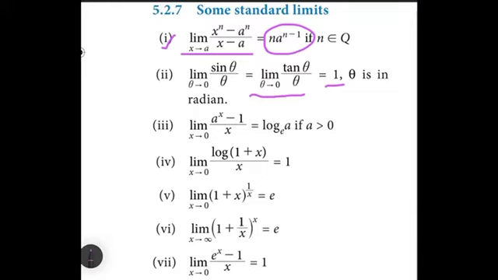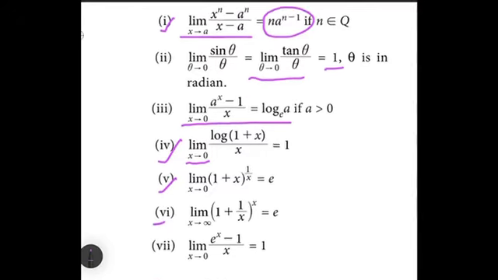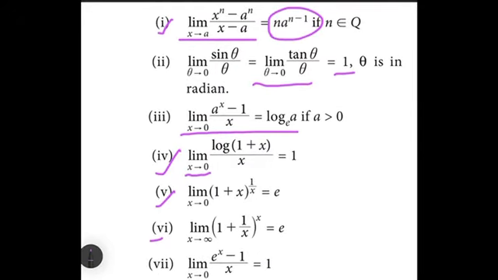So, limit a power x minus 1 by x, that is equal to log a. Limit log 1 plus x by x is equal to 1. If x tends to 0, log 1 plus x by x is equal to 1. Similarly, fifth one, limit x tends to 0, 1 plus x the whole power 1 by x, that is equal to e. Sixth one, limit x tends to infinity, 1 plus 1 by x the whole power x is equal to e. Seventh one, limit x tends to 0, e power x minus 1 divided by x is equal to 1.